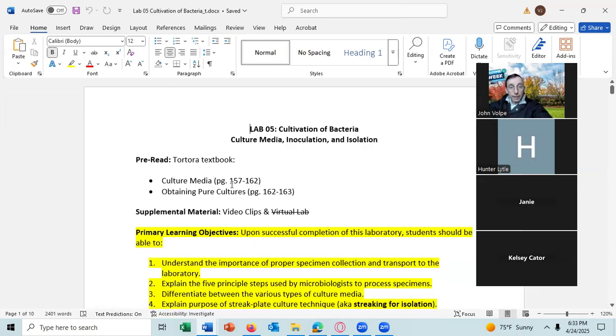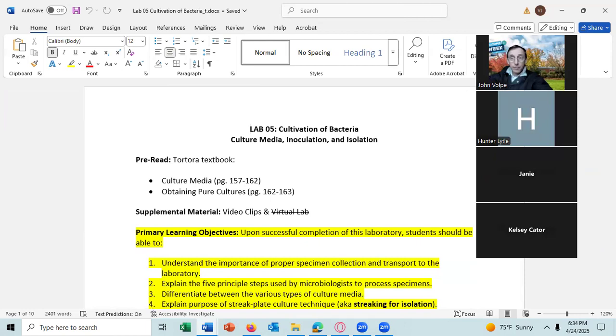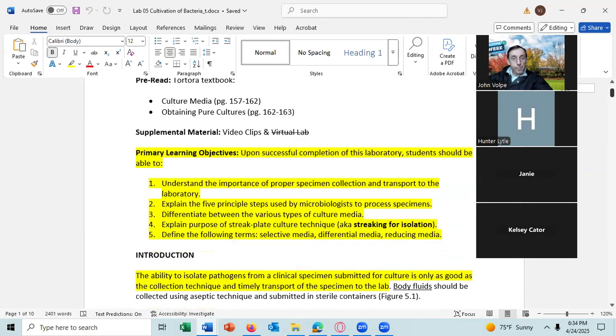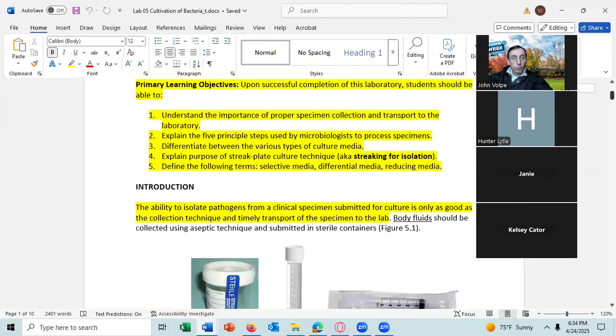There is a little bit of reading to do before you begin this lab. We do have some video clips in this lab, but the virtual lab no longer works, so it's been removed. The virtual lab we used to have worked on Flash, and if you don't know about Flash, it no longer works.